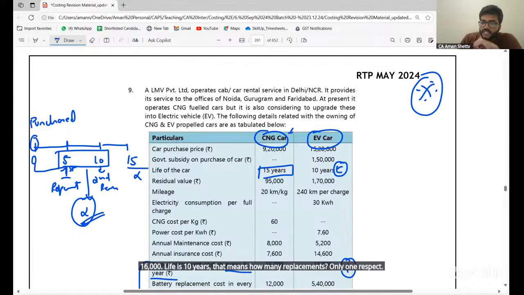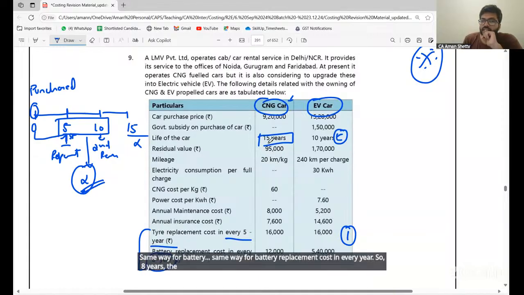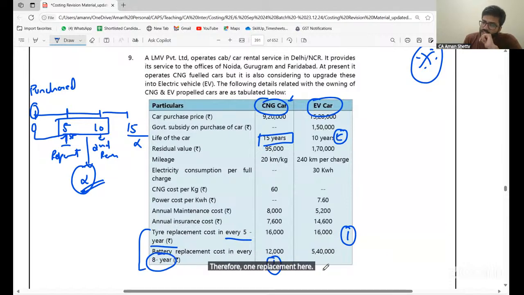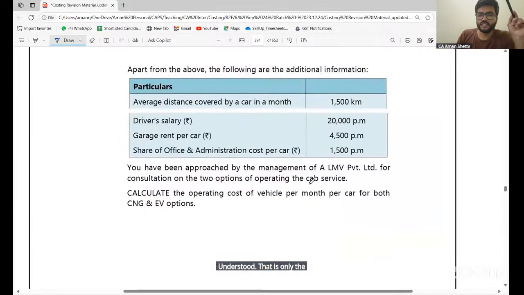Understood? Same way for battery. Replacement cost in every 8 years, we do it once. Here there are 15 years, therefore one replacement. Here there are 10 years. Here also there is one replacement. Understood? That is the only important adjustment in this problem.